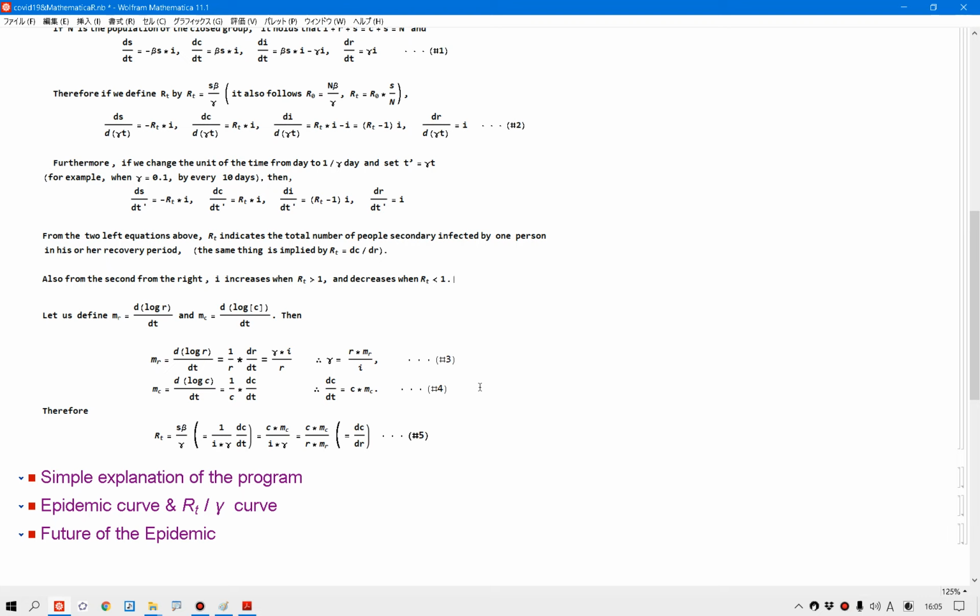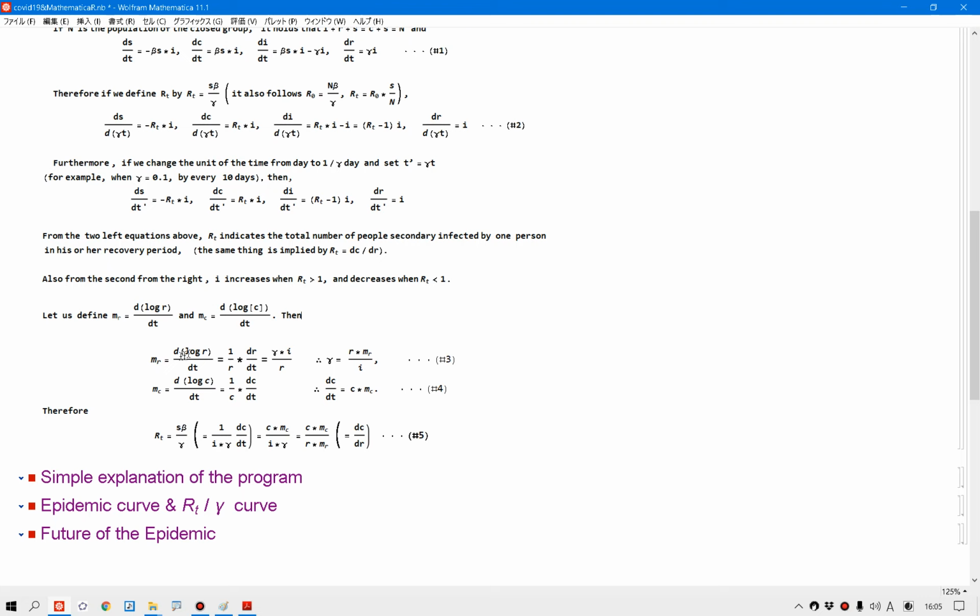As you know, viruses, the infected or recovered, increase exponentially. So it is better to think on a logarithmic graph, because if something increases or decreases exponentially, on a logarithmic graph it's linear, it's a line. So it's better to think of the logarithmic speed. That's why we define mr equals d log R dt and mc equals d log C dt.